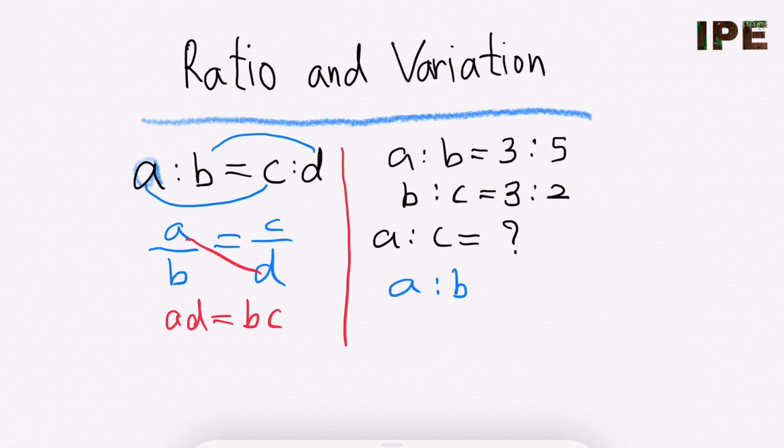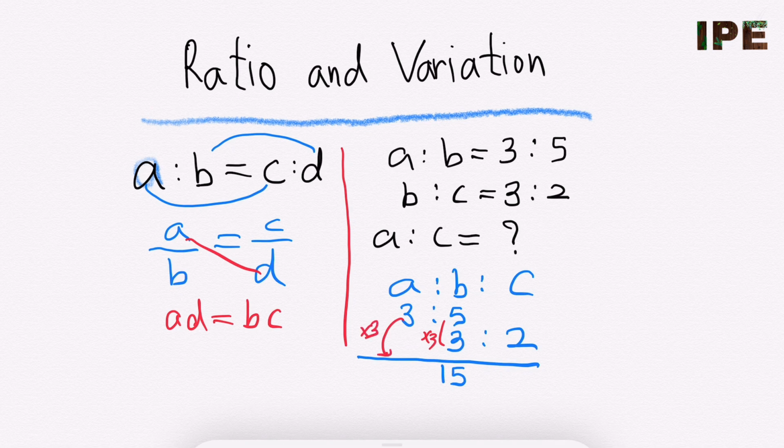A to B to C. The A to B is 3 to 5, right? So this is 3 to 5. And then B to C is given, which is 3 to 2. Which value is common to both ratios? B is given in both ratios, right? 5 and 3. Take the least common multiple of those two values of B, 5 and 3. What is that? 15. So you can make 15 here. How can you make 15 from 5? You multiply it by 3. That's why you have to multiply the 3 by the same number, 3.